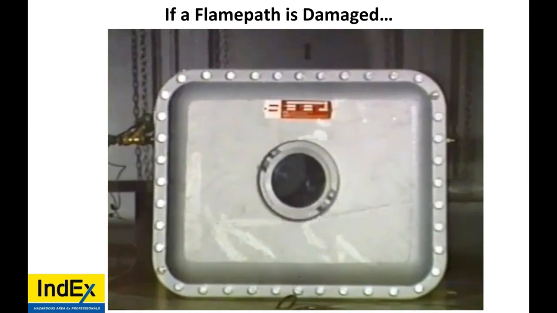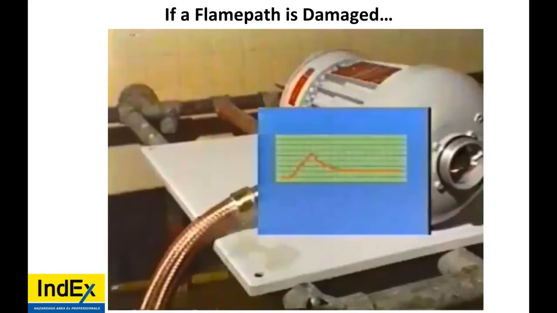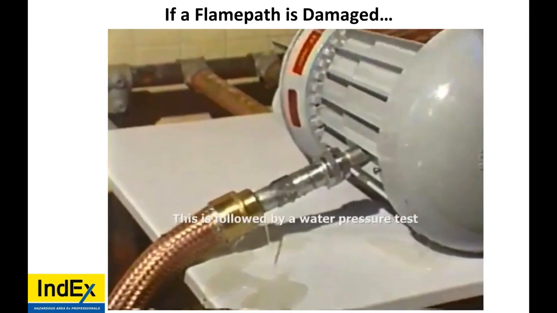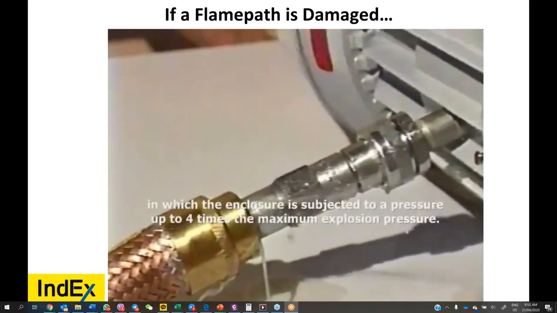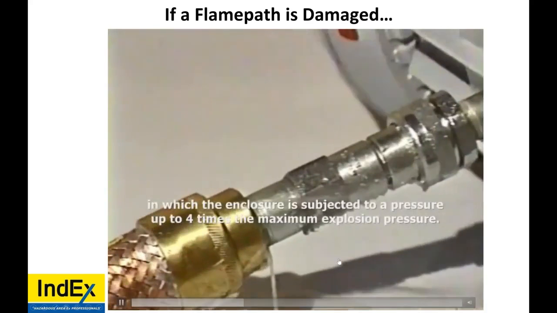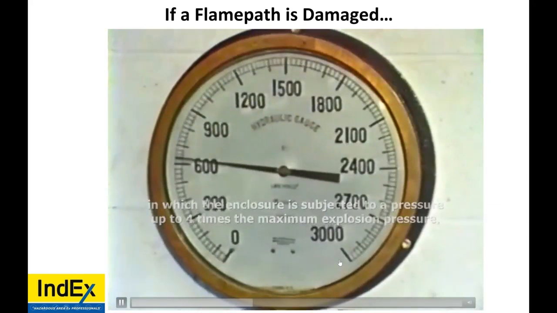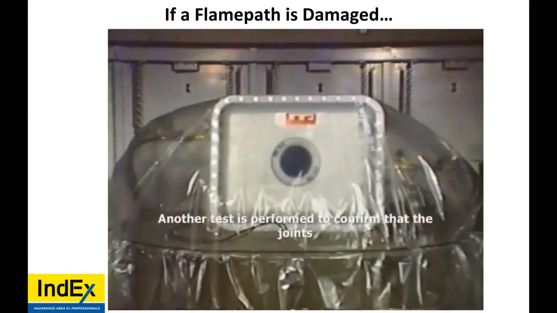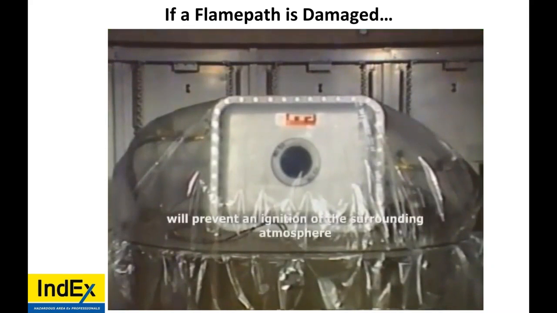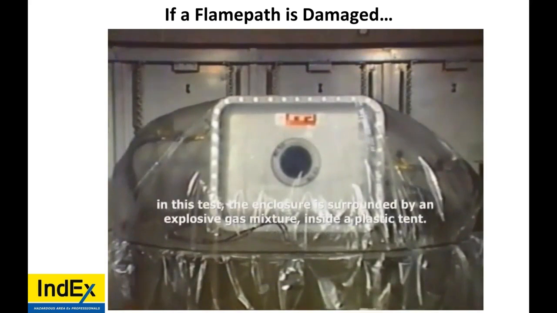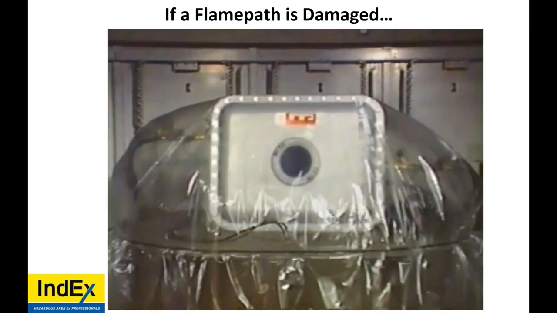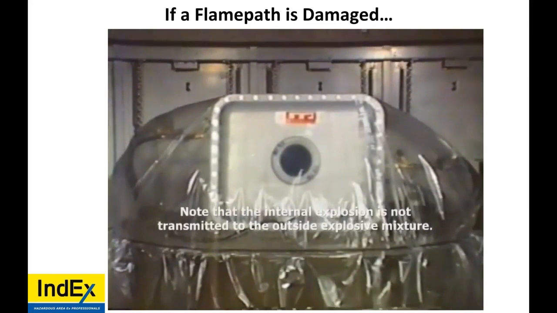So this is an explosion-proof enclosure. This is not a flame-proof enclosure. They've installed the window to allow you to see the testing. So they've surrounded it with gas atmosphere. This is when they've sufficiently tightened all the bolts, not over tight, not too loose, and no damages.